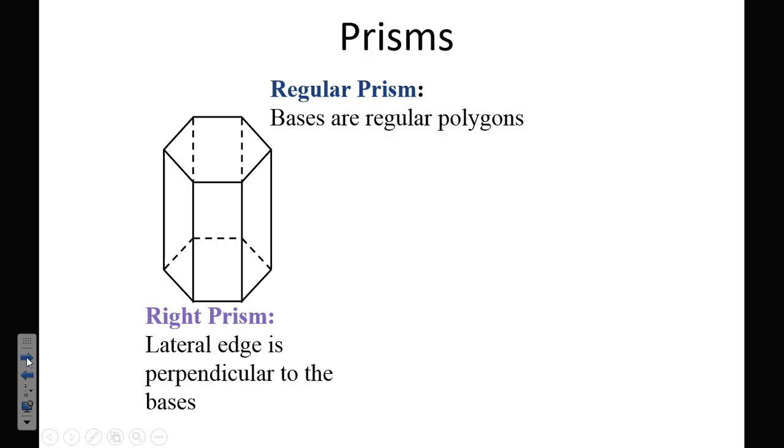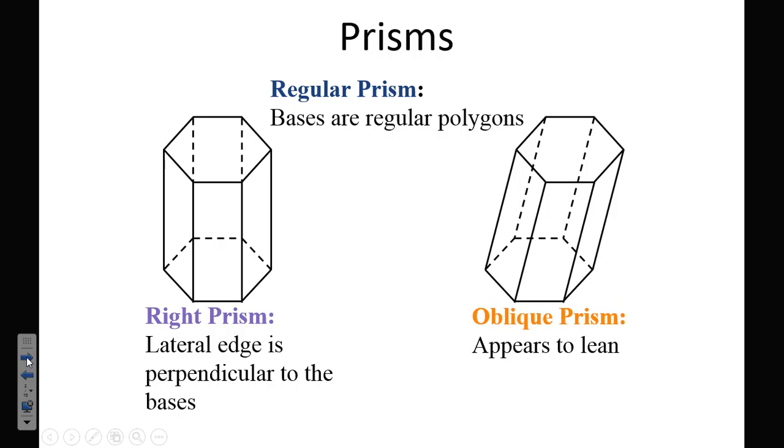An oblique prism is a prism that is slanted. So think of the Leaning Tower of Pisa. Okay, slanted. So it's not straight up and down. It's not perpendicular to the base. The lateral surfaces aren't. Okay? Looks like it's leaning.